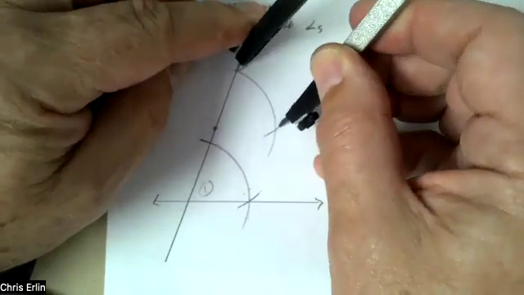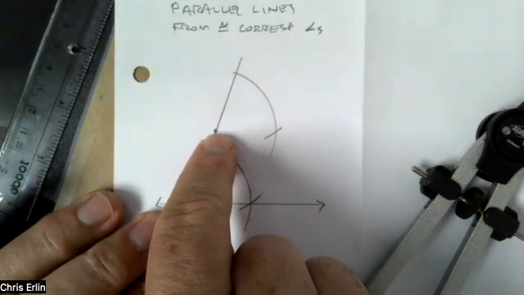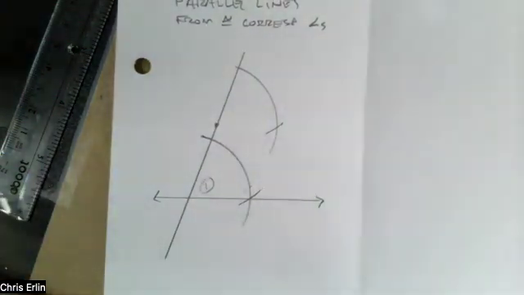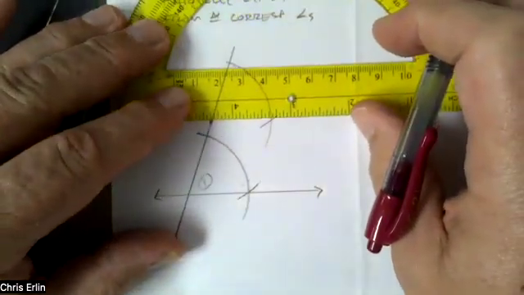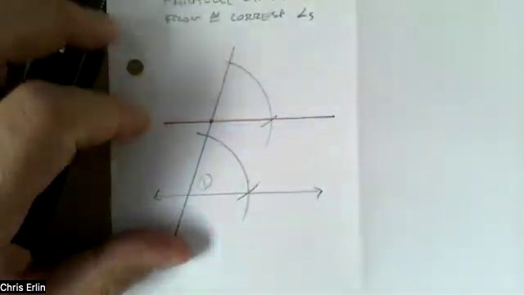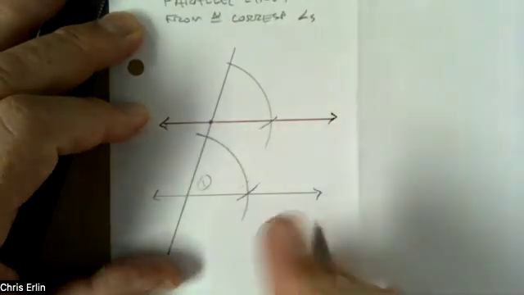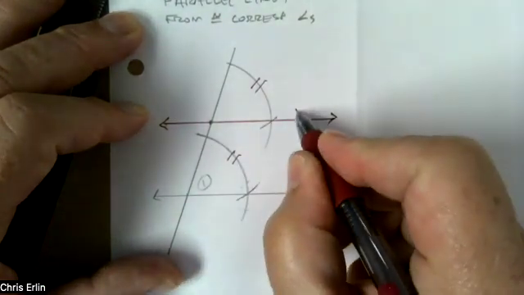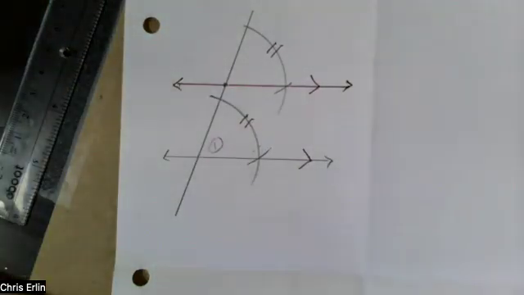Anchor it and make an arc. And what I should find is that if I connect my initial point along my transversal with this point of intersection and I draw straight across, that should give me a line that's parallel to my first line. And the reason it's parallel is because corresponding angles are congruent. Therefore, these lines are parallel. Question?